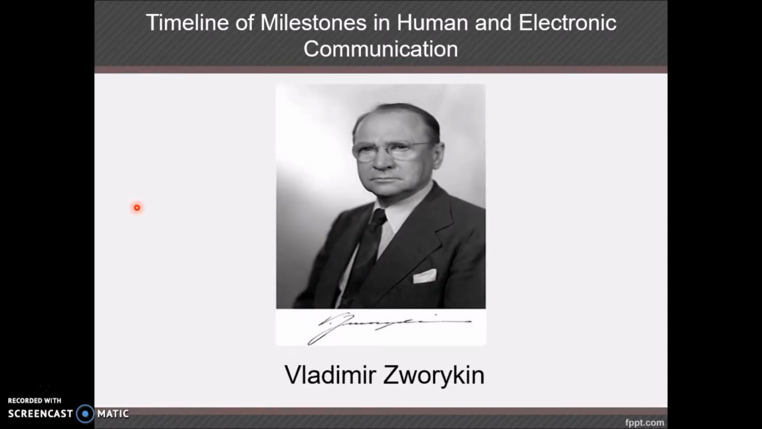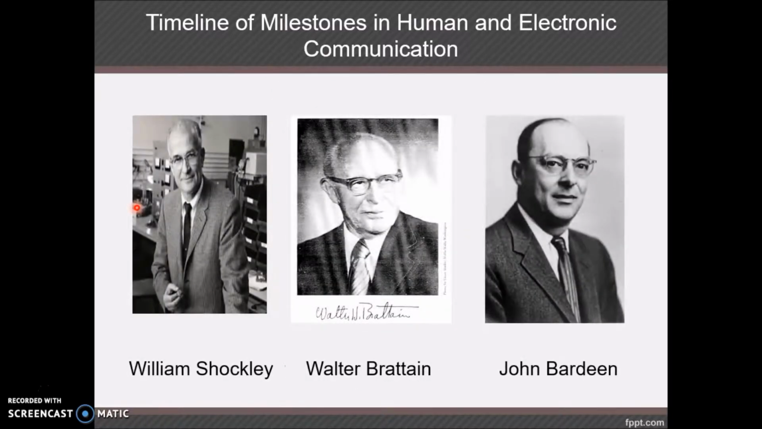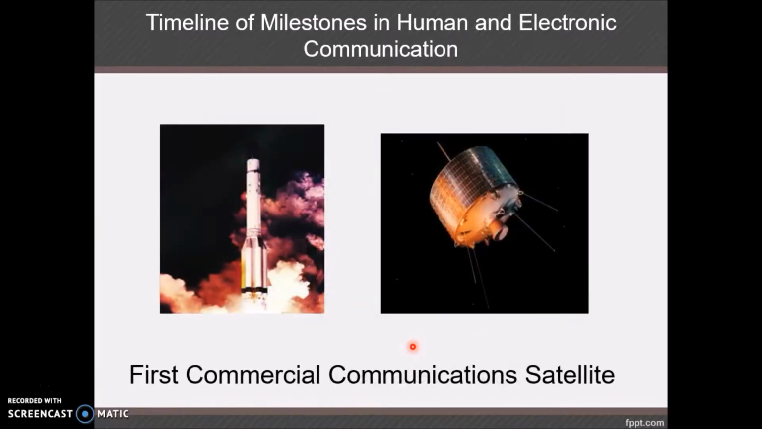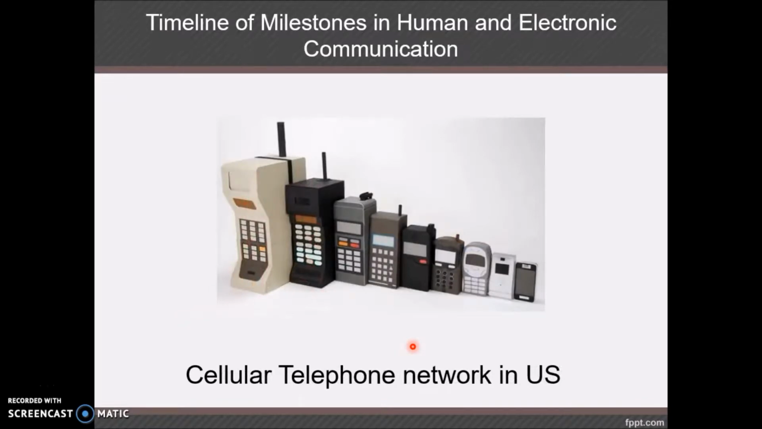In 1923, Vladimir Zworykin invented and demonstrated television. And in 1948, these three people invented the transistor. The first one on the left is William Shockley, the middle will be Walter Brattain, and last but not least, John Bardeen. In 1959, the first integrated circuit was invented. In 1965, the first commercial communication satellite was launched. And last but not least, in 1993, the cellular telephone network was first introduced in the United States. And it probably took some time before it came here in the Philippines.